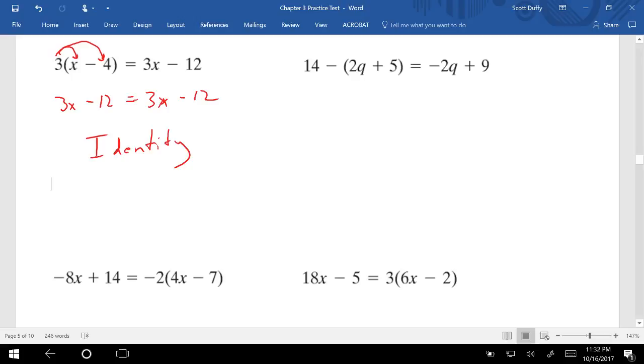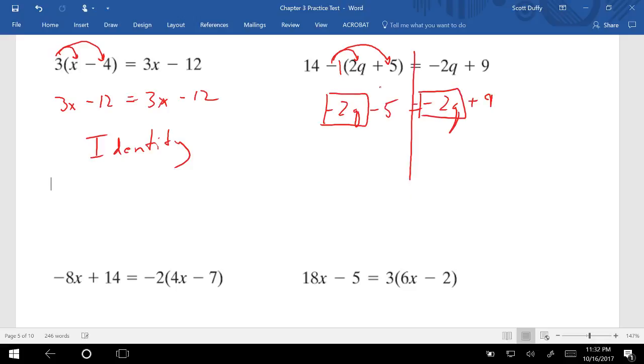Number 14, it has a negative in front of the parentheses, so we can pretend that is a negative 1 anytime that happens. So negative 1 times 2q is negative 2q. Negative 1 times positive 5 is negative 5. So I want to move 2q's over, and get 0q's minus 5 equals 9.